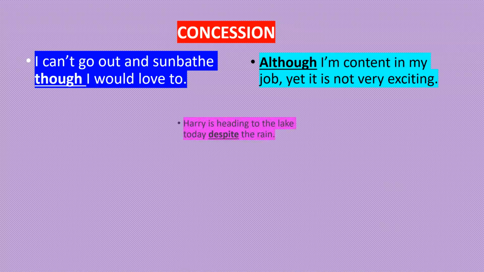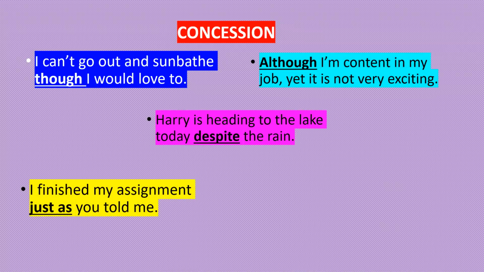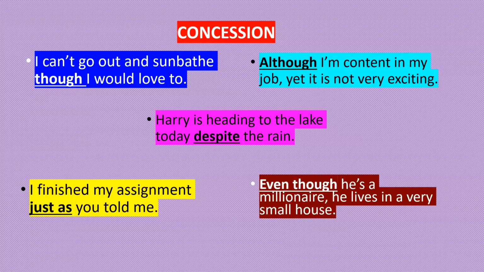Moving on to concession, these words or phrases link the dependent and independent clauses by conceding a point between them. Though I can't go out and sunbathe, though I would love to. Although I'm content in my job, yet it is not very exciting. Despite: Harry is heading to the lake today despite the rain. Just as: I finished my assignment just as you told me. Even though: even though he's a millionaire, he lives in a very small house.